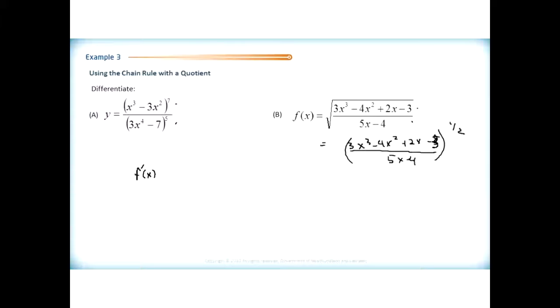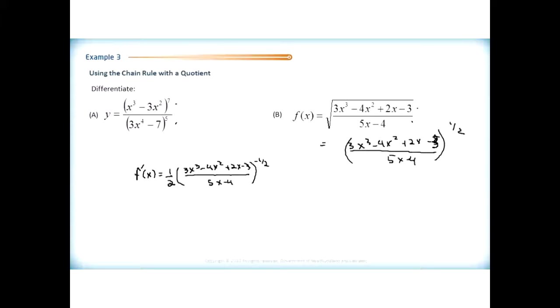Okay, so now when I go to differentiate this business, I'm going to have 1/2 of everything that was inside, so 3x cubed minus 4x squared plus 2x minus 3 all over 5x minus 4 raised to the power of minus 1/2.